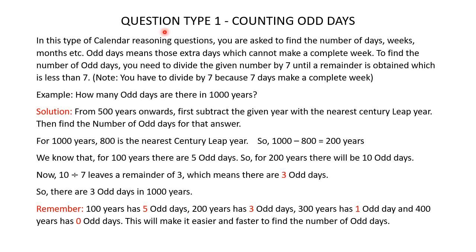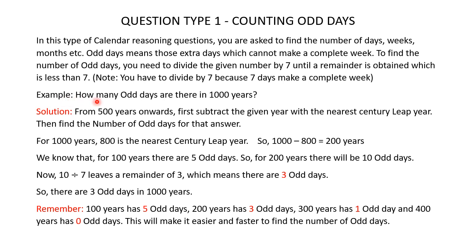Let's now learn about question type 1, counting odd days. In this type of calendar reasoning questions, you are asked to find the number of days, weeks, months, etc. Odd days means those extra days which cannot make a complete week. To find the number of odd days, you need to divide the given number by 7 until a remainder is obtained which is less than 7. You have to know that you're dividing by 7 because 7 days make a complete week. Now let's look at an example to understand how to solve type 1 questions.